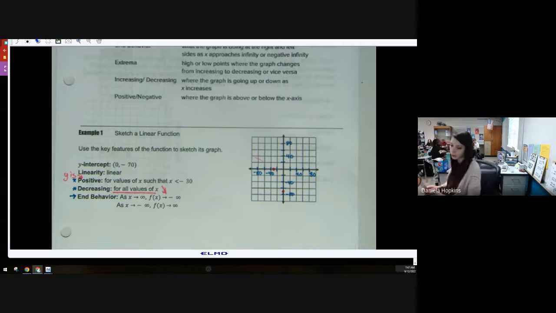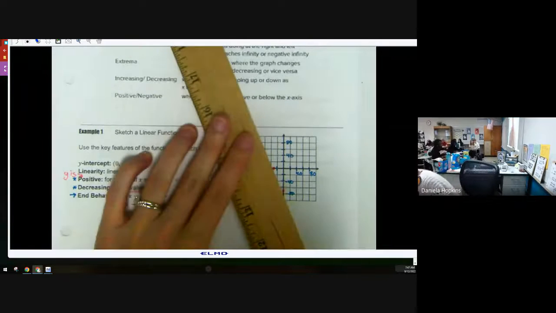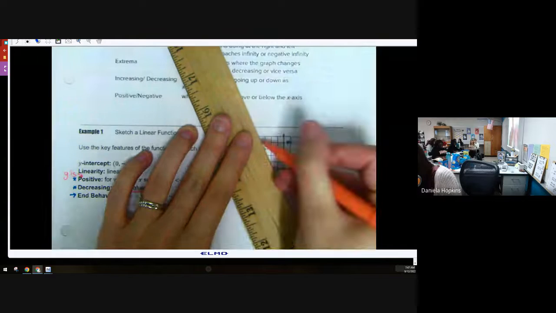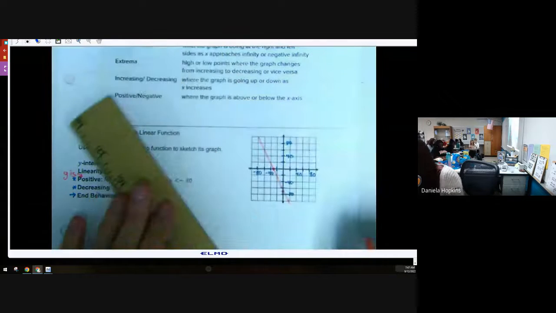I do have rulers if we want them today. But 2 points make a line. And there's my line.